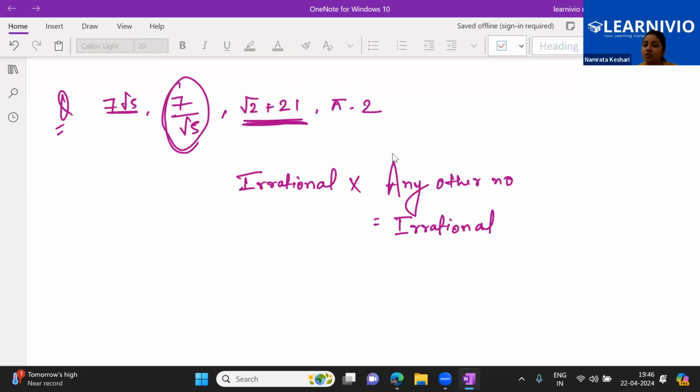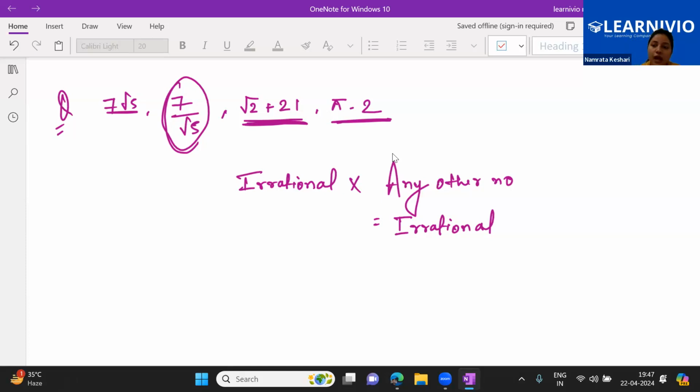Similarly, the third one, irrational number root 2 plus 21. 21 is a whole number. 21 plus 21 is an integer. But if we add it with an irrational number, the result will be an irrational number. Pi minus 2: pi is an irrational number, we have already discussed. If we subtract 2 from that, still the result will be irrational. So when you add any number to an irrational number, subtract, multiply or divide, the result will be irrational only. Now let me check what else is there.